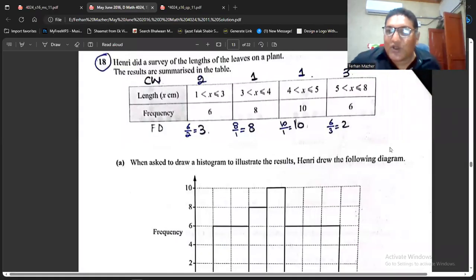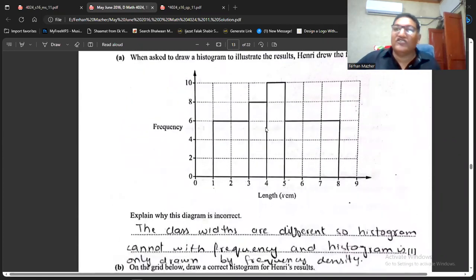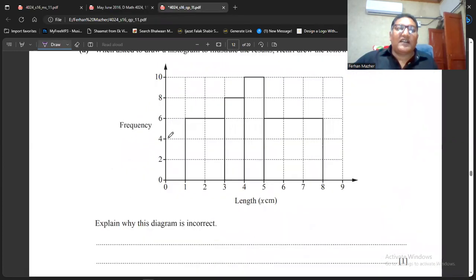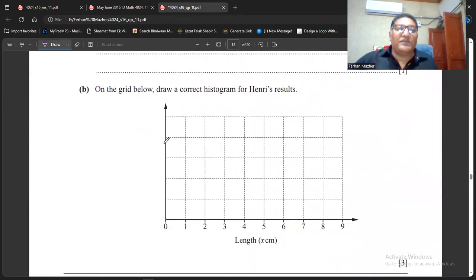Okay, so we were on question number 18. We have done the A part. The reason why this is wrong has been described. So we are going to the next part, question number 18, B part. It says, on the grid below, draw a correct histogram for Henry's results. So we have to draw a correct histogram.